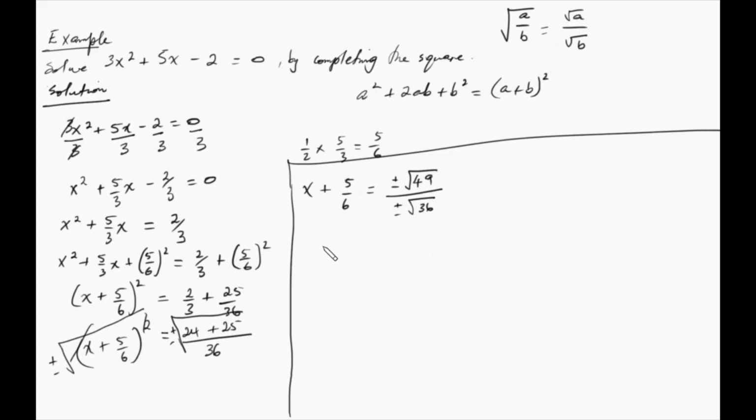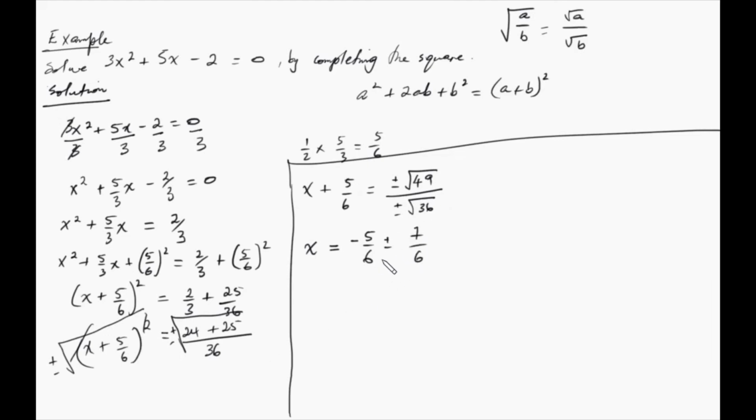Now, what do we have here? We are going to have x. And what are we going to do? We are going to be left with x alone because we want to solve for x. This must go on to that side. It will become negative 5 over 6. So here, the square root of this will be 6. The square root of this will be 7. So we have plus or minus 7 over 6.